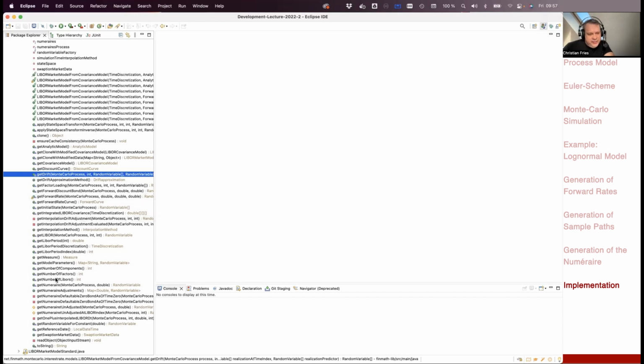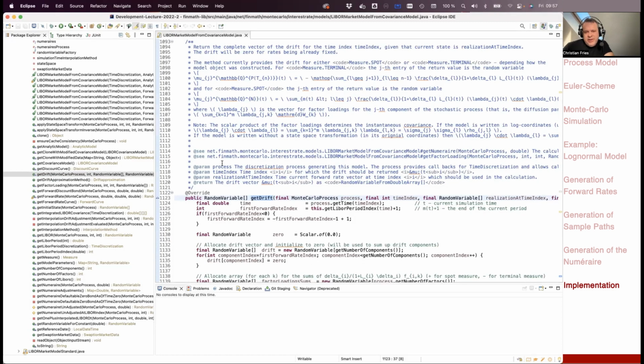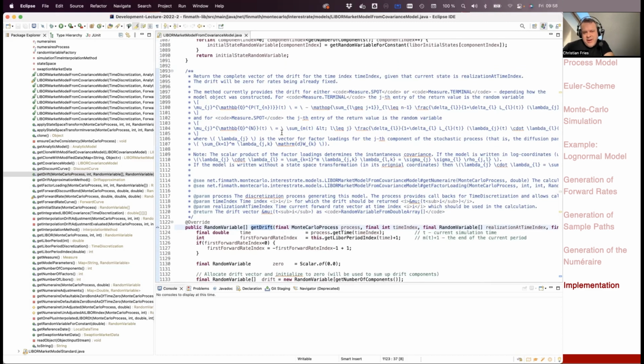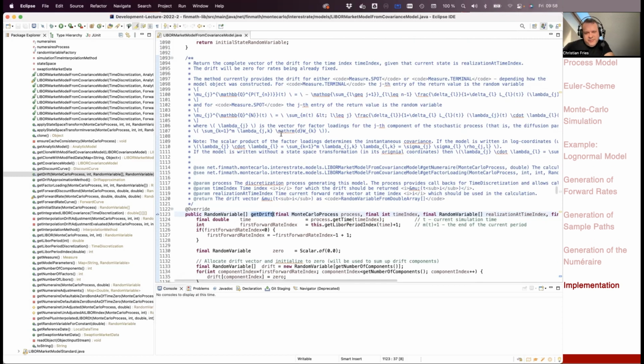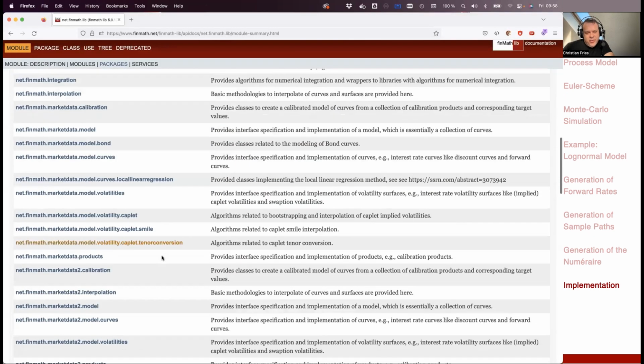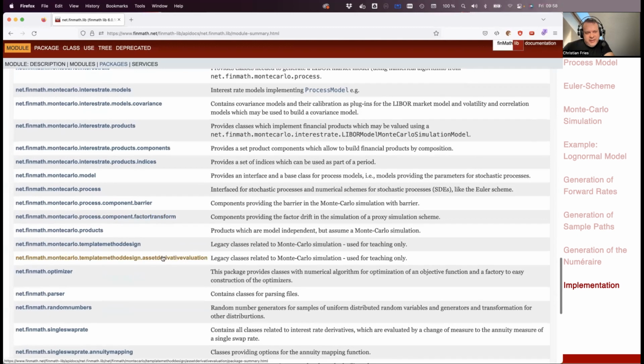And there's also a function that provides the numeraire. So maybe let's recall just the function that calculates the drift. It's this guy. So you see there is some lengthy documentation here. By the way, if this is hard to read, you can generate web pages from this documentation, and you can always move to this web page and read it there.